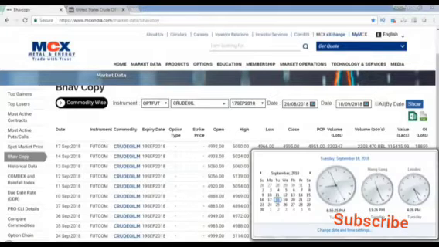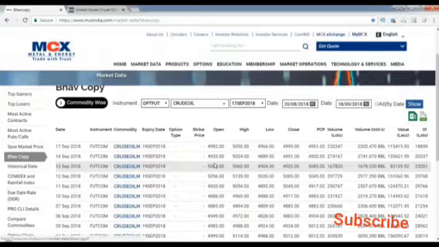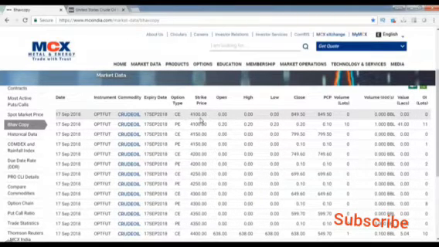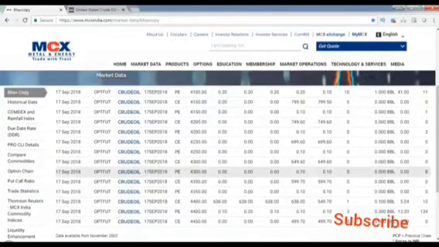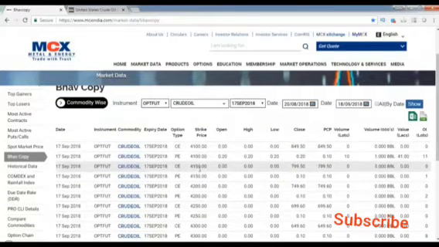17th of September is gone. Okay. So 17th of October. Okay, let's look at 17th of September. Okay, sure. Let's see what's coming in. Okay. So there's a call at 4100. Every 50 rupees there is a strike price, right? Okay. So kind of every 50 rupees there is a strike price. Okay.